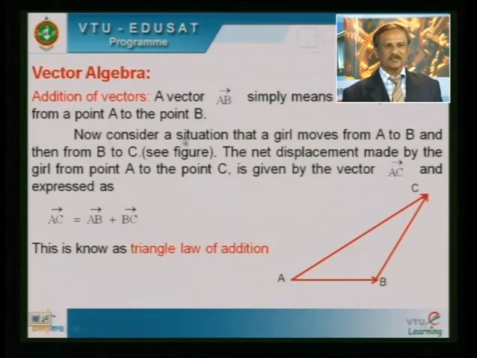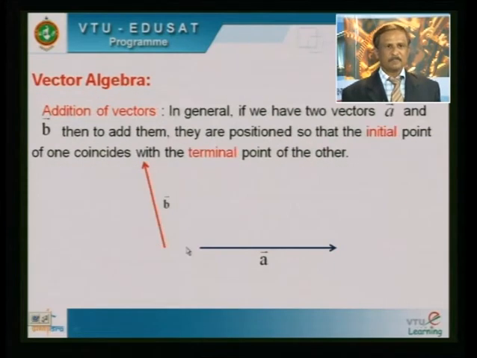Now you can consider a situation that a girl is moving from A to B and from B to C. The net displacement made by the girl from point A to point C is given by the vector AC and expressed as AC is equal to AB plus BC. So I want to find out AC. How do you find out AC? Using AB plus BC. I hope you will get the value of AC. So this law is called the triangle law of addition. You have to remember this law, as many times we are going to use it.